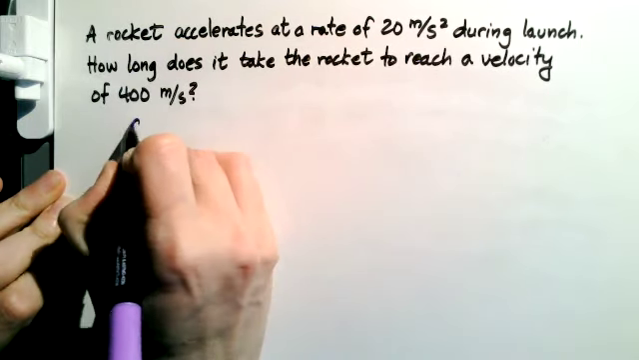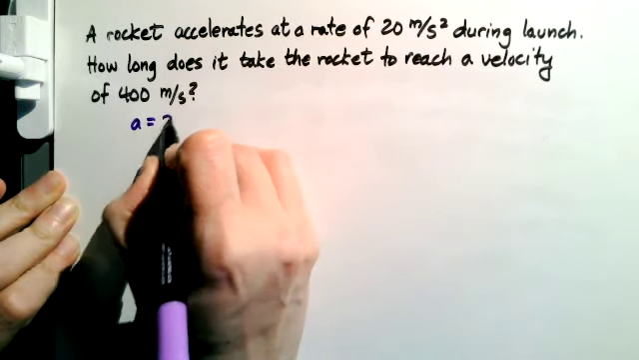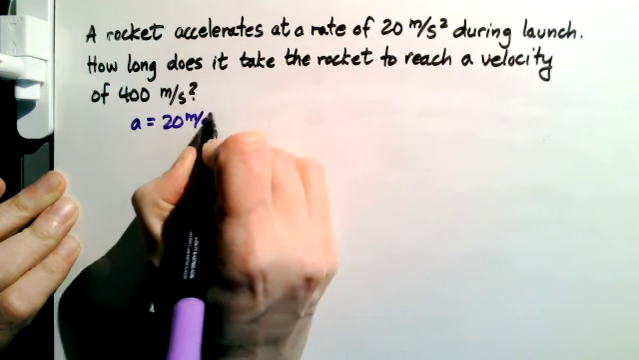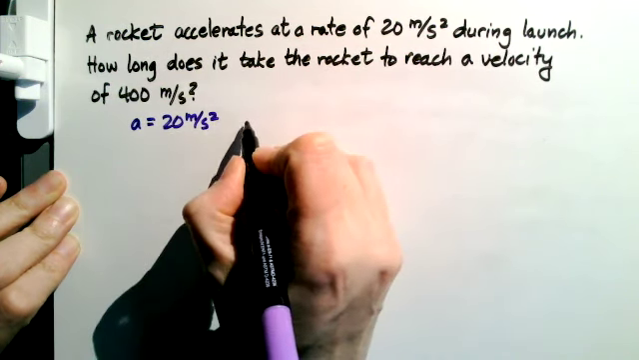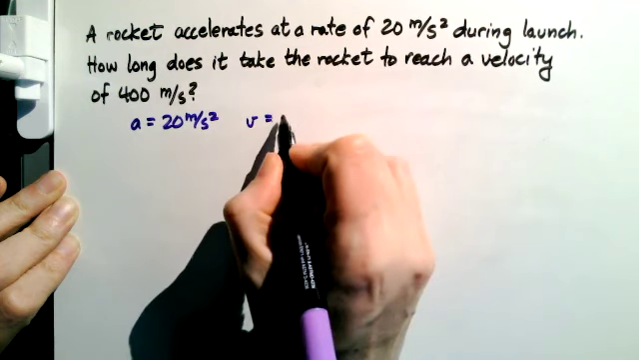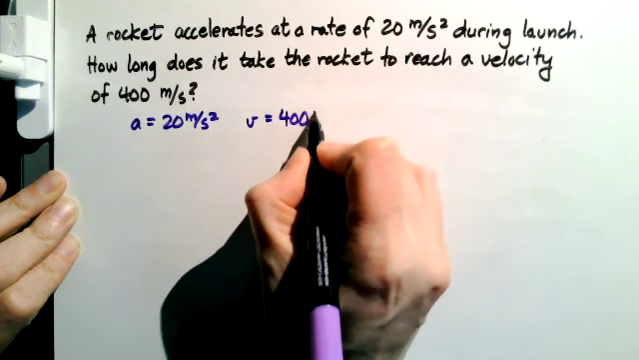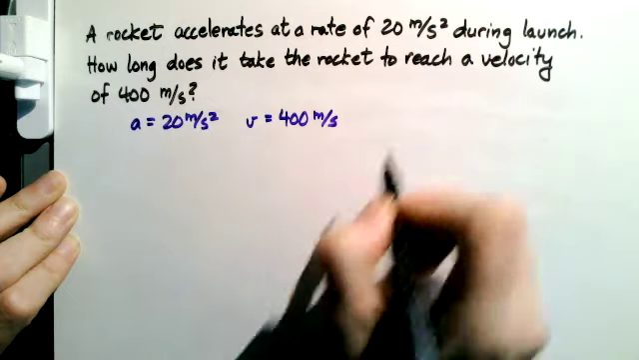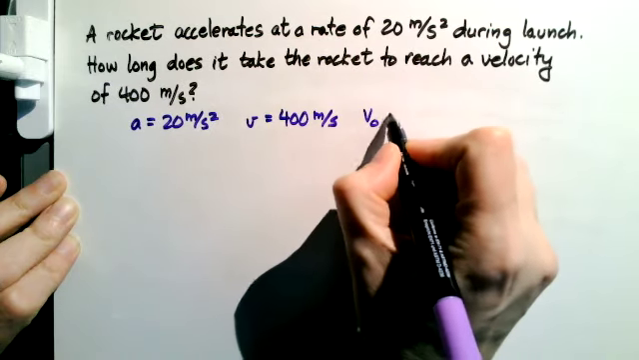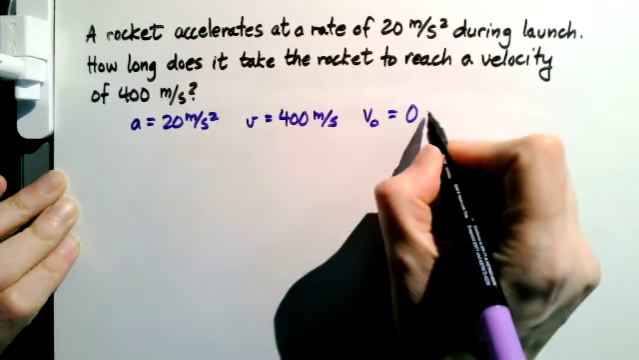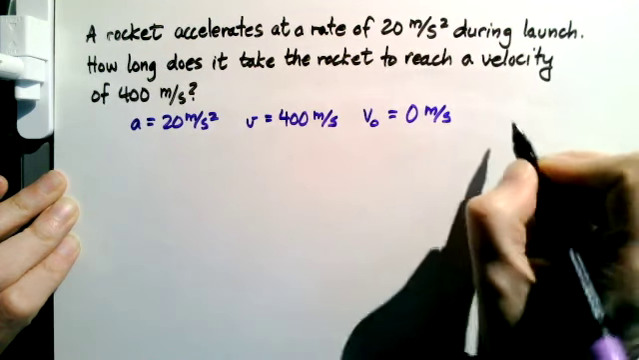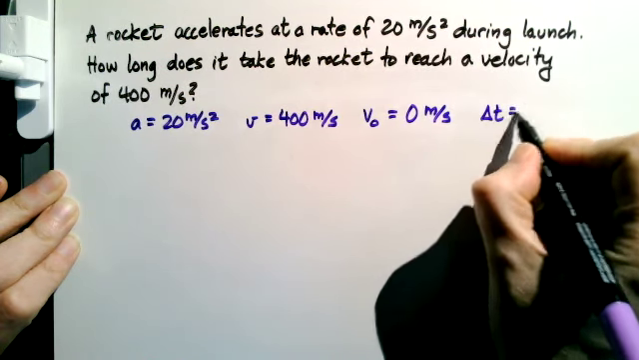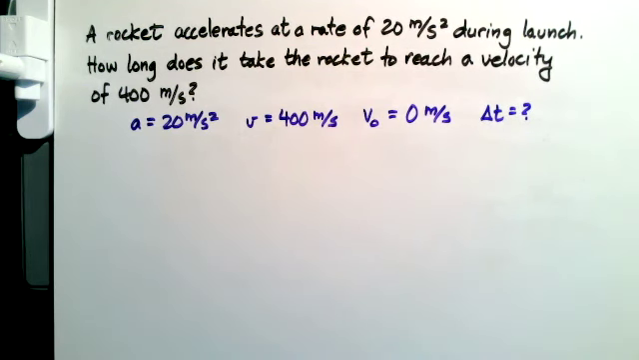We can start by identifying all of the important information that we're given and what we're trying to find. So we're told that the rocket has an acceleration of 20 meters per second squared, and we're also told that the final velocity is going to be 400 meters per second. We can assume that the rocket starts from rest, so the initial velocity is going to be 0 meters per second, and what we're trying to find is the amount of time it takes for the rocket to reach this final velocity of 400 meters per second.